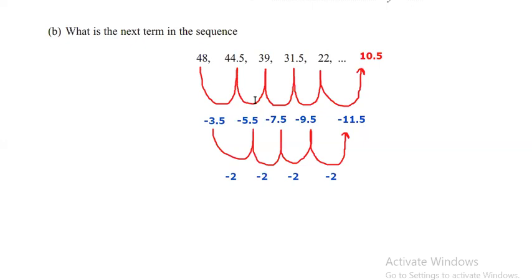So, as we said, we found the first difference, and then we found the second difference, so we know which one is the constant one. The second difference was the same. This means this is a quadratic sequence. And then we found how much we're supposed to subtract after the 22 by subtracting 2 from negative 9.5. We found it's negative 11.5. So 22 minus 11.5 gave me 10.5. So the next term in the sequence will be 10.5. And this is how you answer a question like this.